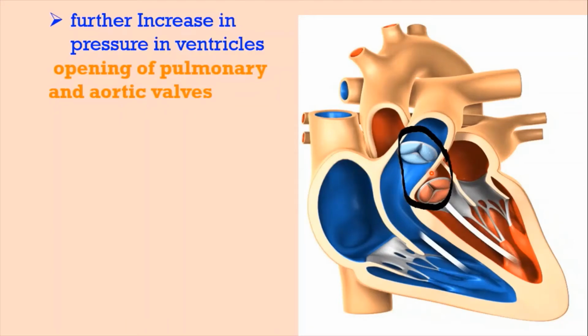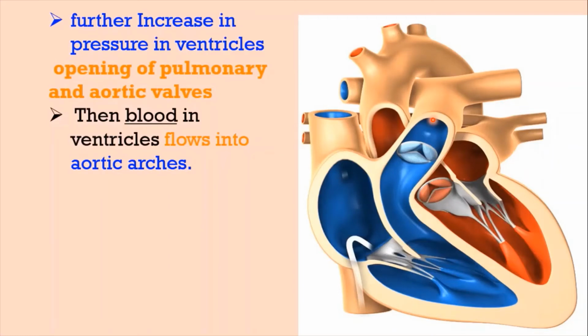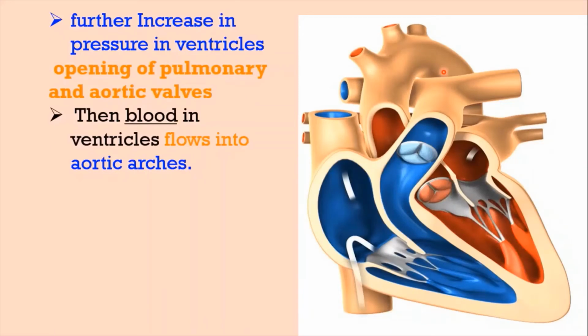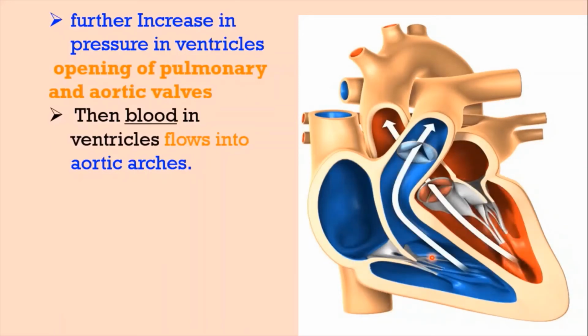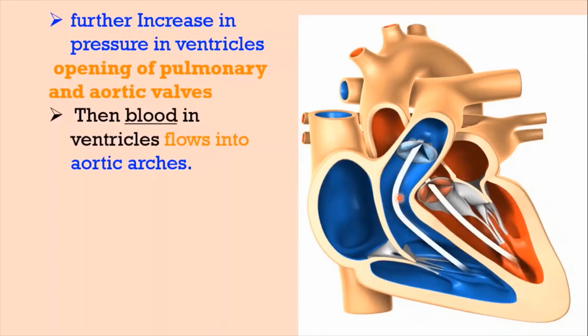The deoxygenated blood from right ventricle enters the pulmonary arch and is sent to lungs for oxygenation. The oxygenated blood from left ventricle enters the systemic arch and is supplied to different regions of the body. So the ventricles receive blood from atria and pump the blood to all the organs of the body. That's why they are known as pumping chambers. They have to pump the blood to all the tissues of the body, so they are thick-walled chambers. During ventricular systole, atria are in relaxed state.